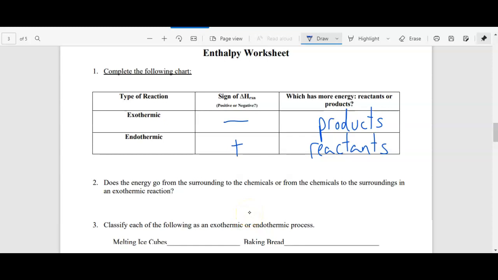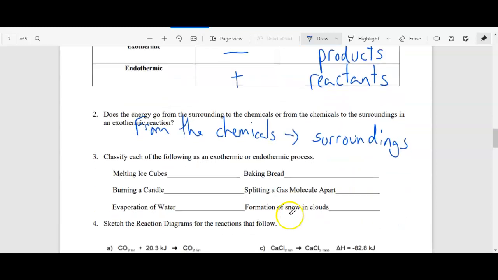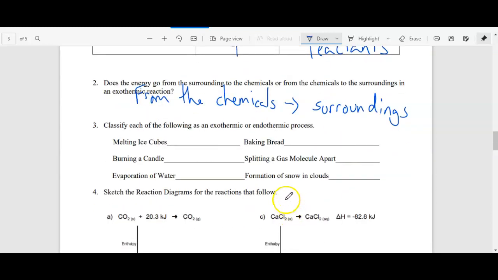In this one here, heat is coming from the chemicals, and that heat is being released to the surroundings. Think of an exothermic reaction as giving off heat. That's what's happening here. So it's going from the chemicals to the surroundings. Classify each of the following as exothermic or endothermic processes.